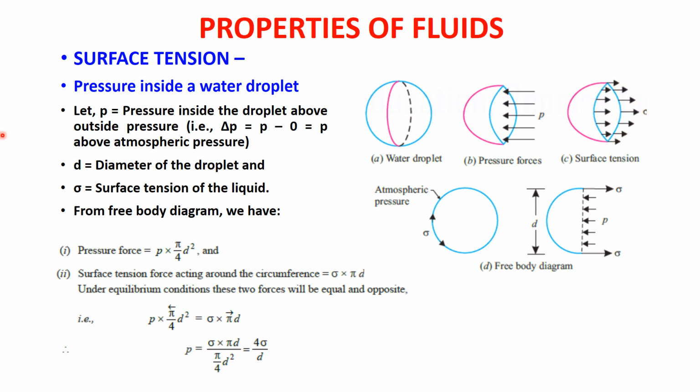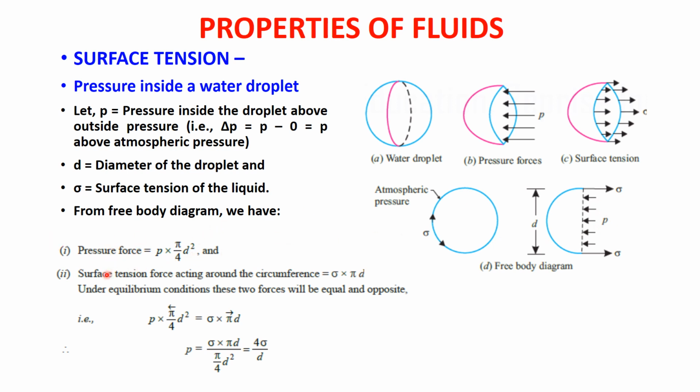So let P be the pressure inside the droplet above atmospheric pressure. Therefore delta P is equal to P minus 0, which is equal to P, again above atmospheric pressure. D is the diameter of the droplet, and sigma is the surface tension of the liquid. From the free body diagram, what we can understand is the pressure force is equal to the pressure acting on that particular area of the droplet, because the droplet is circular. So we have the pressure force as P, the magnitude of pressure, into the area of the circle, pi by 4 d square. So P into area will be the pressure force.